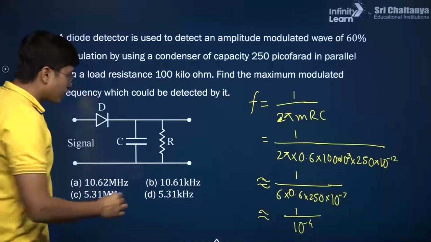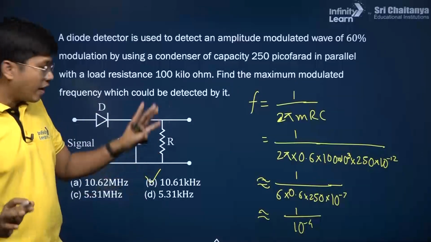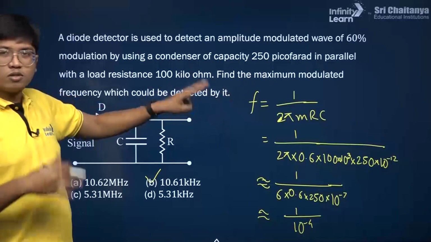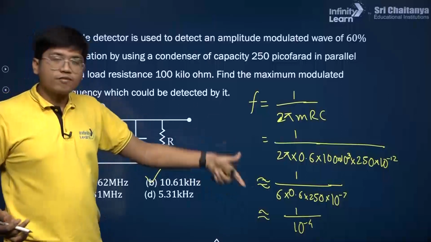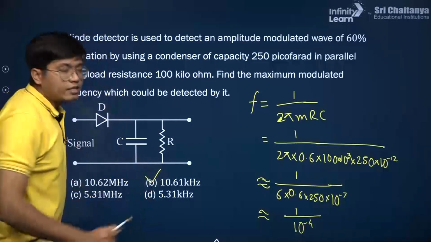So it should be 10.61 kilohertz. I'm getting roughly close to 10. And I'm also getting a 10 to the power 3, which means it goes in the kilohertz, not the megahertz. For megahertz, I would have needed 10 to the power 6. Anyway, that approximation takes us over here.